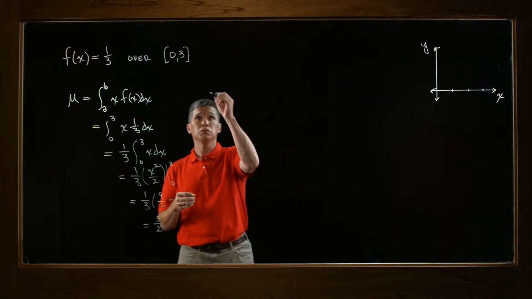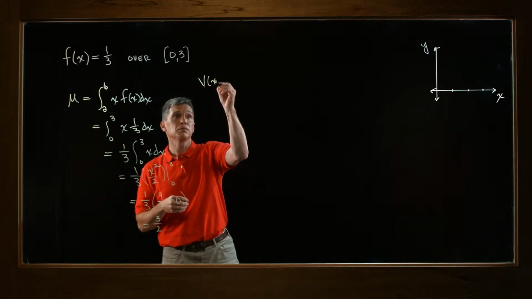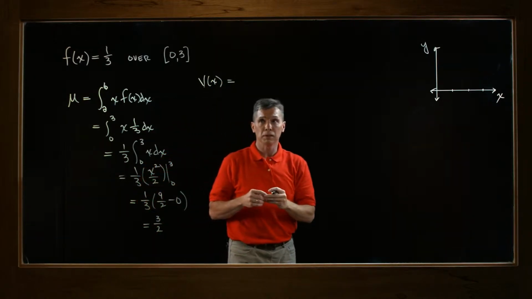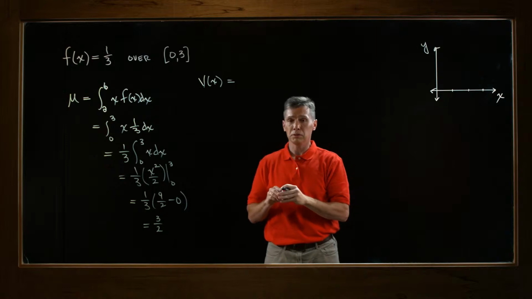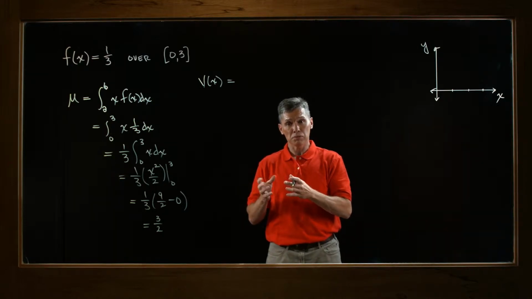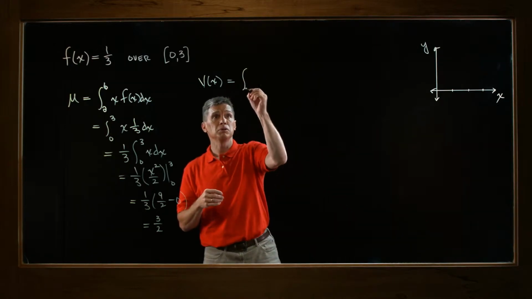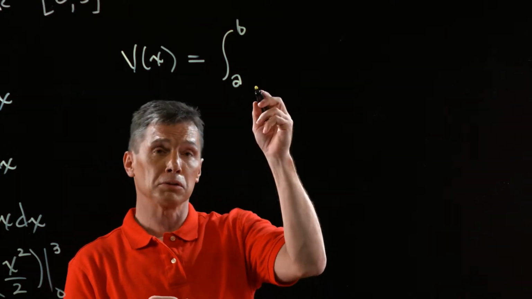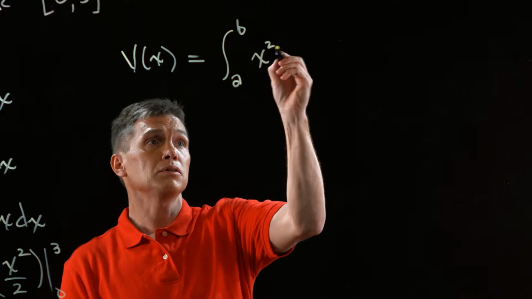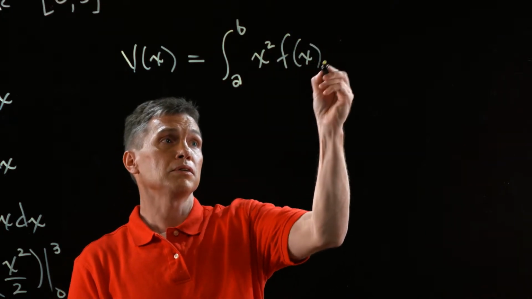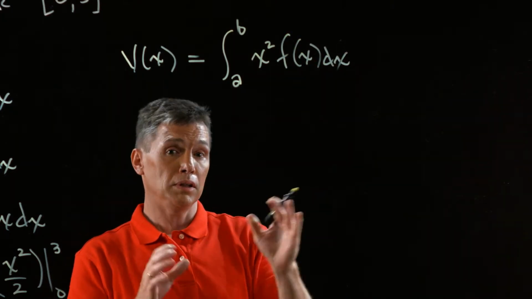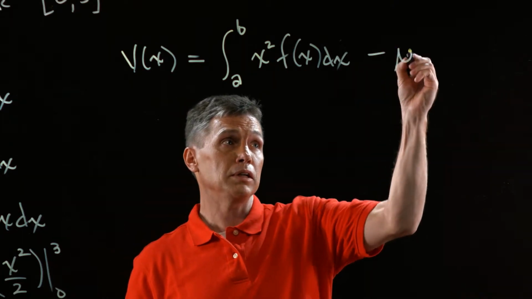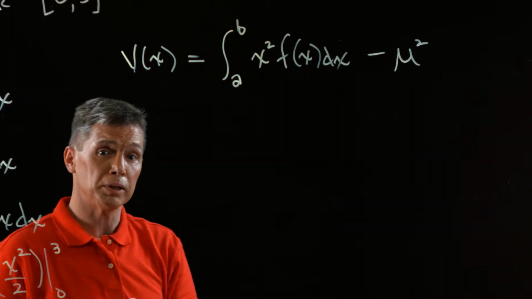Second part of the problem is to find variance. And they do specify in our directions to use the alternative formula. Again, begin with the formula. Make sure you know what formula to use. And in this case, the alternative formula for variance is the integral from a to b, x squared, f of x, dx. And then after the integral, outside of the integral, subtract mu squared.